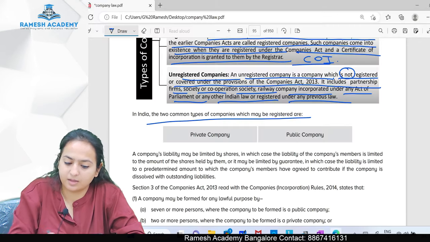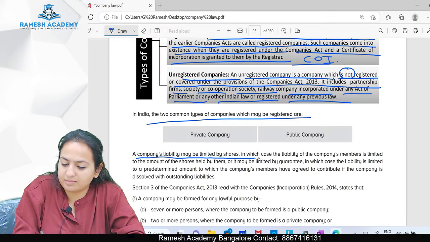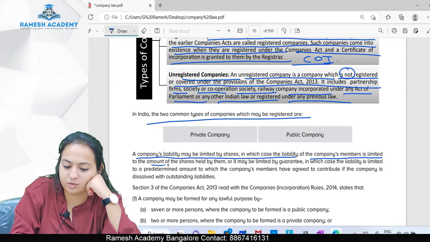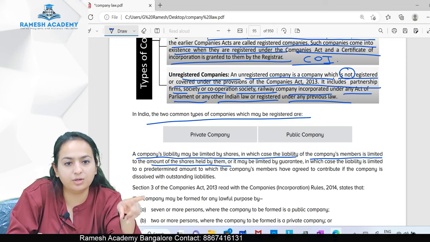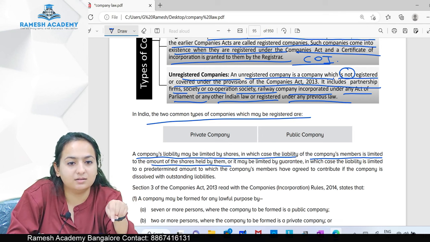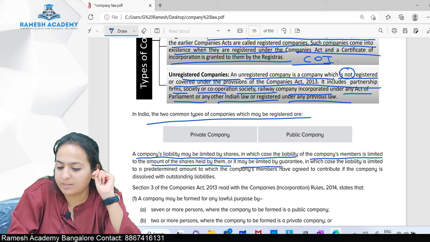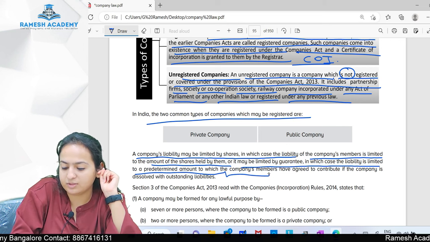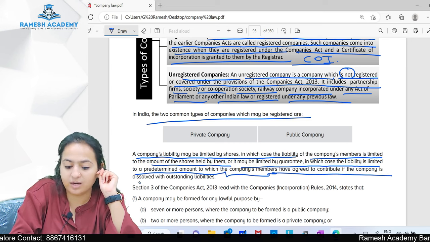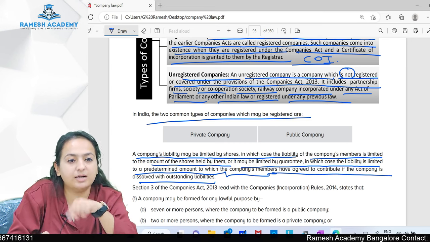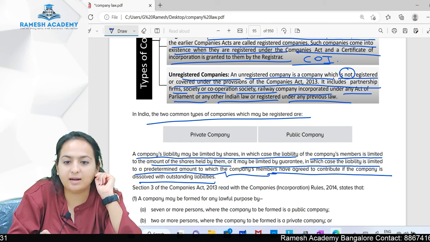public. So, a company's liability may be limited by shares, in which case the liability of the company members is limited to the amount of the shares held by them. I already told you, they are only liable for the unpaid amount on those shares. Or it may be limited by guarantee, in which case the liability of members is to a determined amount which the company members have agreed to contribute if the company is dissolved. When the company is wound up, for the outstanding liabilities, at that time they are liable.